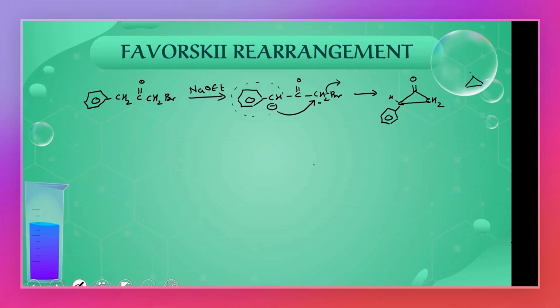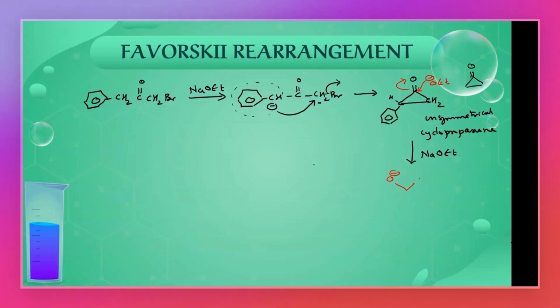Now you can just recall, in the previous case we had a symmetrical ketone, but here we have got an unsymmetrical cyclopropanone intermediate. Now this will be attacked by sodium ethoxide. So I'll be having attack of the OEt minus and formation of the tetrahedral intermediate, which has CH2 on one side of the cyclopropane, and on the other side a hydrogen and a phenyl ring.